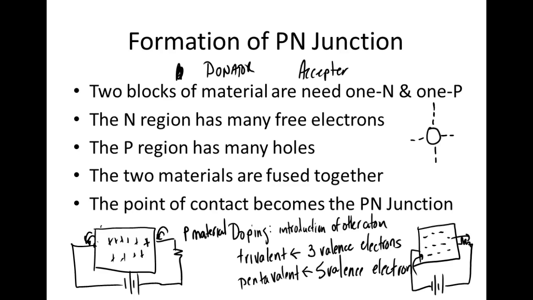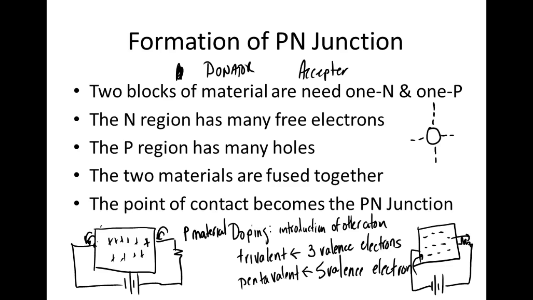A diode is a device that only lets current flow in one direction. It blocks the current flow in one direction, which we call reverse bias, and it allows current to flow in the other direction, which we refer to as forward bias.